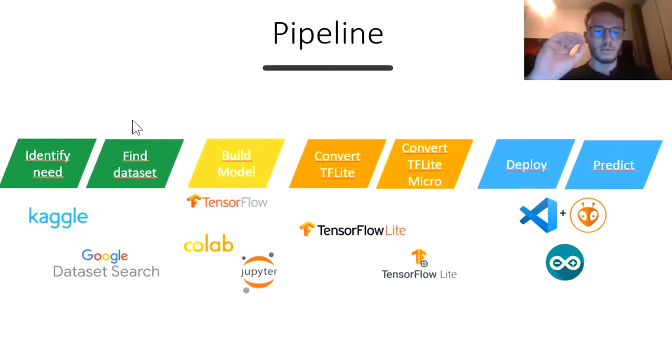Okay, so now to get started, let me show you the pipeline. The first thing you need to do is to identify your need. Today we want to do a linear regression. In linear regression, you have X and you want Y. This is my need and your need for this tutorial.